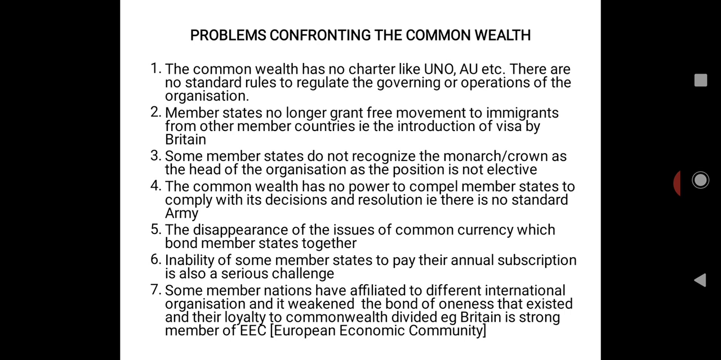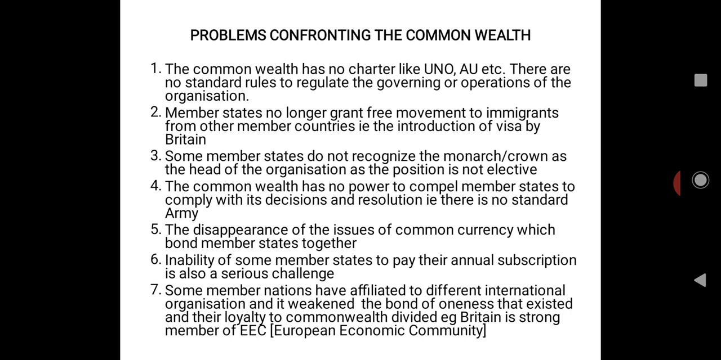Some member states do not recognize the monarch or the British crown as the head of the organization, as the position is not elective. Because the position of the monarch is permanent, it is not elective. They don't recognize that the British monarch or British crown is the head of the organization. It is a very big problem to the association.